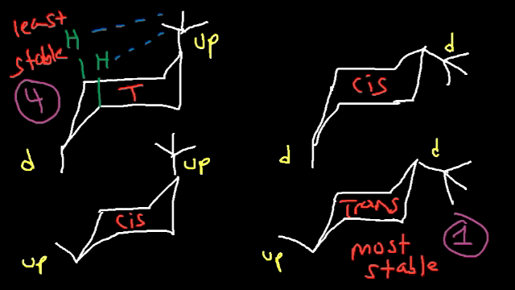So this is going to be number 2 because the bulky group is in the equatorial position. This is number 3 because the bulky group is in the axial position. It's better to put the bulkier group in the equatorial position than the methyl group in the equatorial position, if you have to choose one over the other.